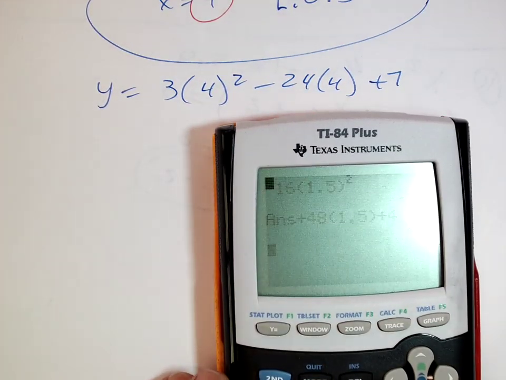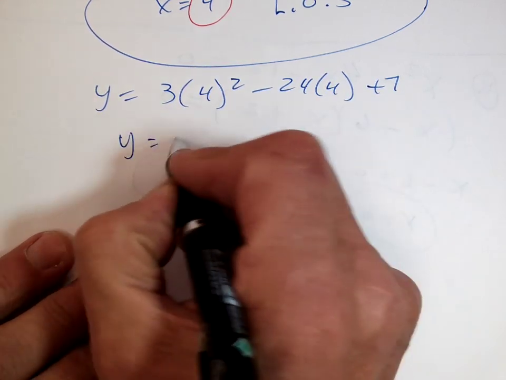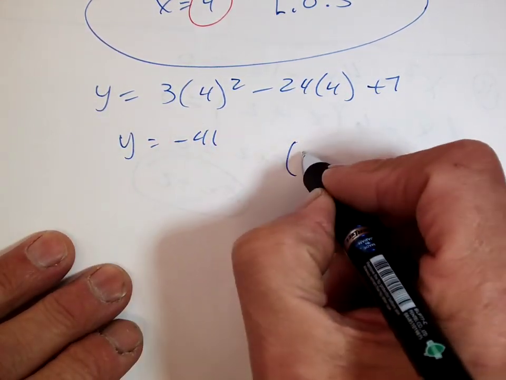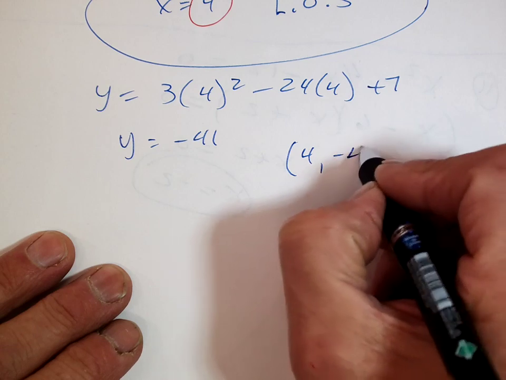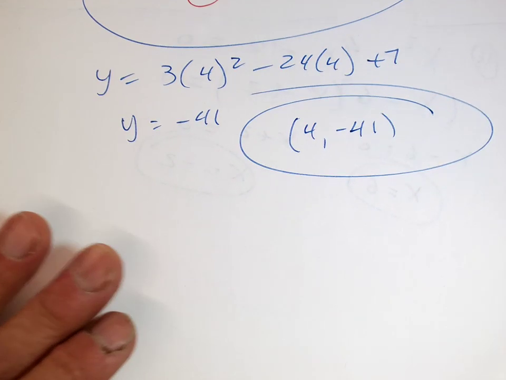So I just let the calculator do the work. 3 times 4 squared minus 24 times 4 plus 7 is -41, right? So that's a point at (4, -41). Okay? All right.